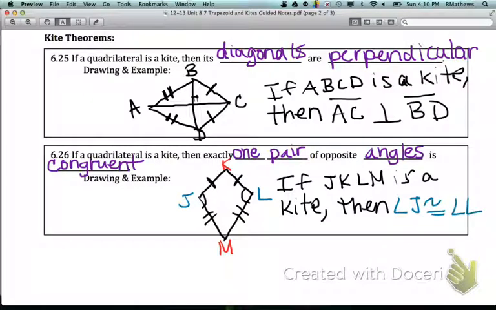Now I want you to notice it says exactly one pair, which means two pairs cannot be congruent. They both can't be congruent. So if J is congruent to L, then angle K cannot be congruent to angle M, or then it is not considered a kite. If both pairs are congruent, then we're talking about a parallelogram. Okay, so that's one of the ways that you can tell the difference.